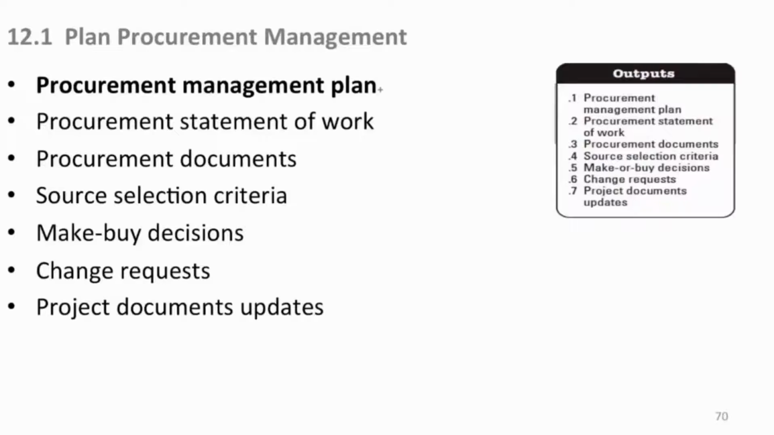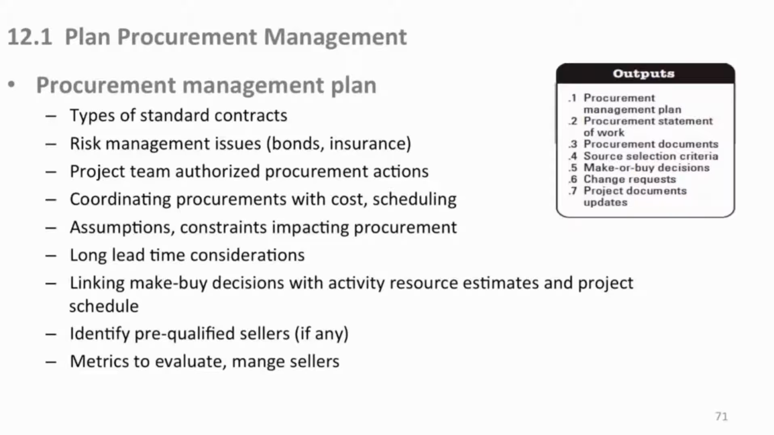Outputs: the procurement management plan. You will specify the standard type of contracts that you think you'll be using. Again, you could change this, add more, or take some off as you go through the project if it's appropriate. But basically, pick the kind of vehicles you want. Risk management issues, like bonds and insurance, transfer risk to others. Project team: are you authorized to act on behalf of procurement? Or if you have no procurement, you should do it yourself.